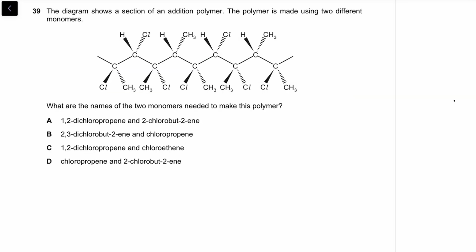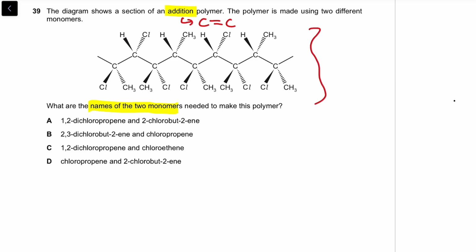Question 39. The diagram shows a section of an addition polymer. The polymer is made using two different monomers. What are the names of the two monomers needed to make this polymer? So it's an addition polymer, meaning it's made from alkenes which contain carbon-carbon double bonds. All the answers seem to consist of alkenes, so that doesn't really help much.